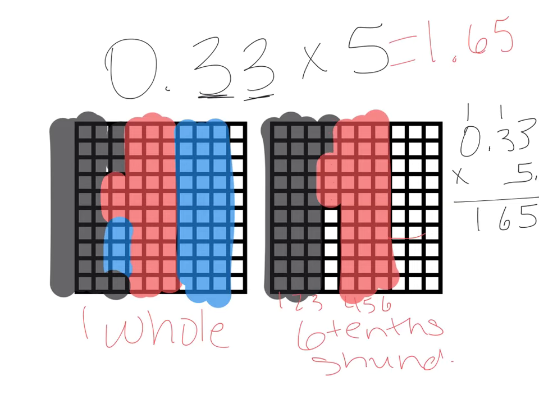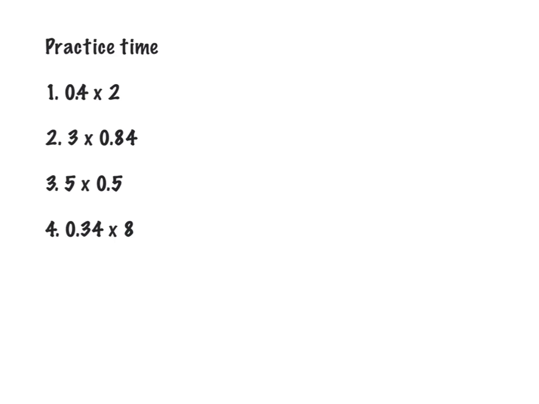Just like we did in the last one, we have 2 numbers behind the decimal point. To keep my equation equal, I have to have 1, 2 behind the decimal point. So once again, I get 1 and 65 hundredths as my answer. On this page, you have 4 equations that are practicing decimals times a whole number. Pause the video, practice setting it up vertically, multiplying like normal, and then counting to see how many digits are behind the decimal point so your answer reflects the same amount to keep it equal.